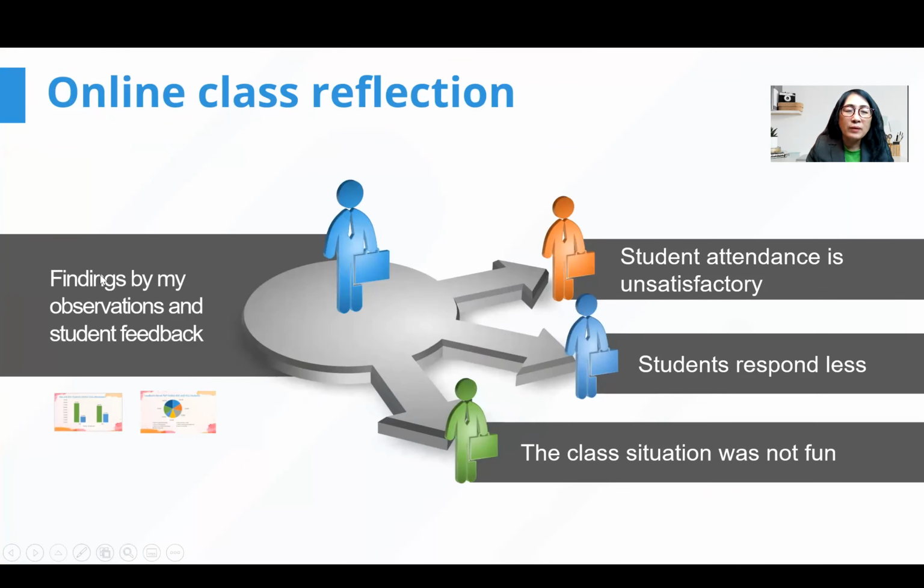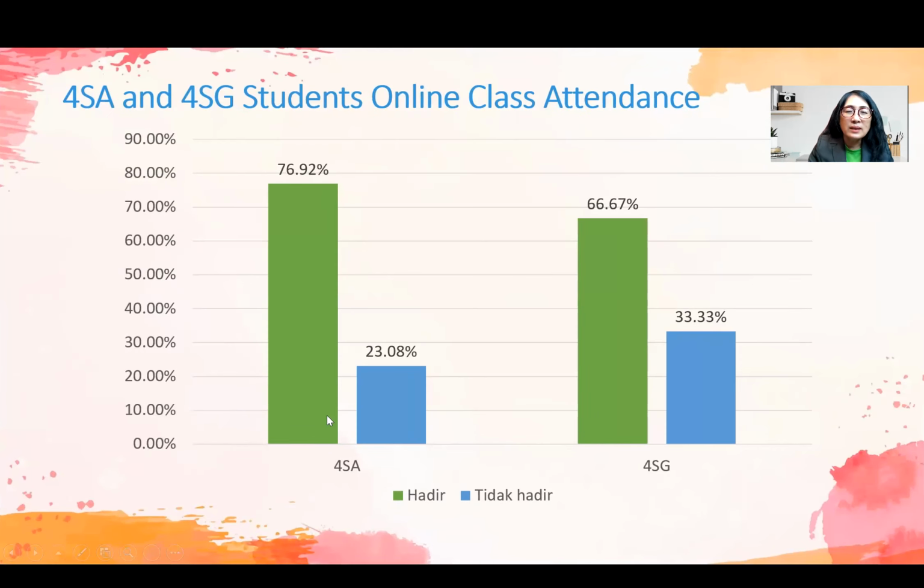From my observations and the students' feedback, I found out students' attendance is not good, the students respond less, and the class situation was not fun. So let's see the statistics. These are the statistics collected from these 2 classes, 4SA and 4SG. As you can see, in both classes the attendance is not 100%. It's 22.8% absence for 4SA and 33.3% absence for 4SG.